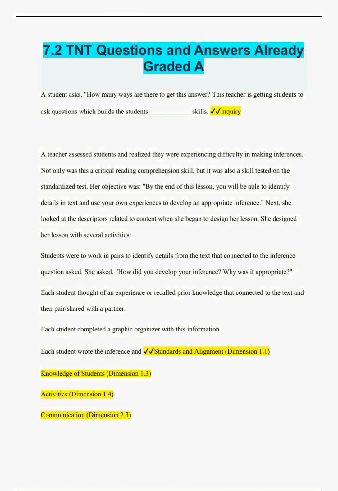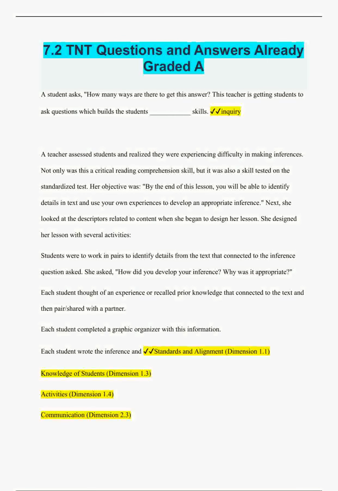A teacher assessed students and realized they were experiencing difficulty in making inferences. Not only was this a critical reading comprehension skill, but it was also a skill tested on the standardized test. Her objective was, by the end of this lesson, you will be able to identify details in text and use your own experiences to develop an appropriate inference.